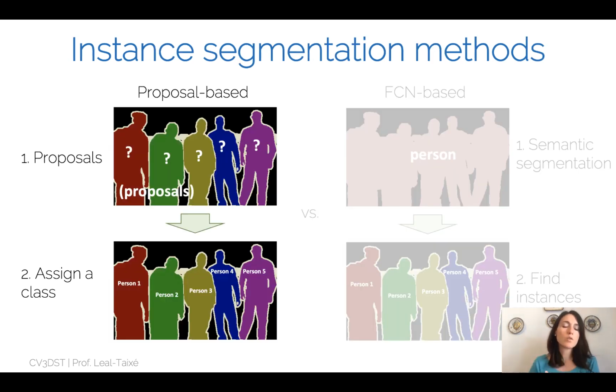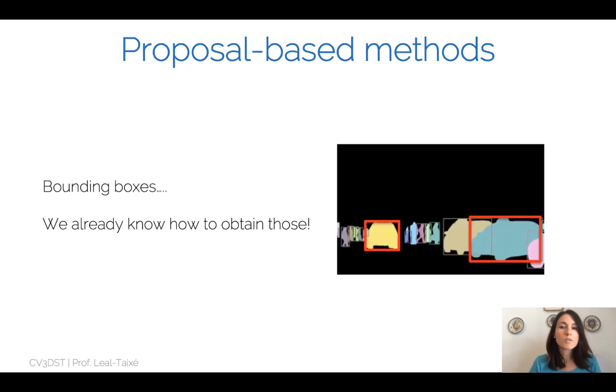So I'm not going to go into more details on these methods because we want to focus this lecture on proposal-based methods. And this is because so far they have shown a much better performance. So what are proposal-based methods? Well, we already know how to obtain bounding boxes, how to do object detection. And this is essentially what proposal-based methods are leveraging.